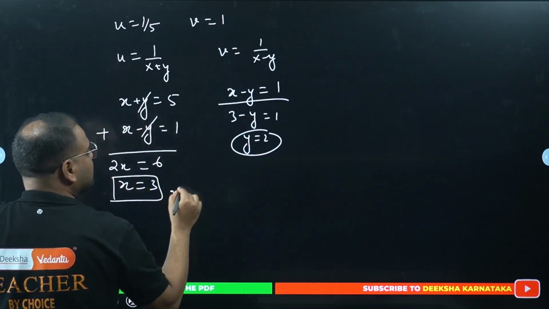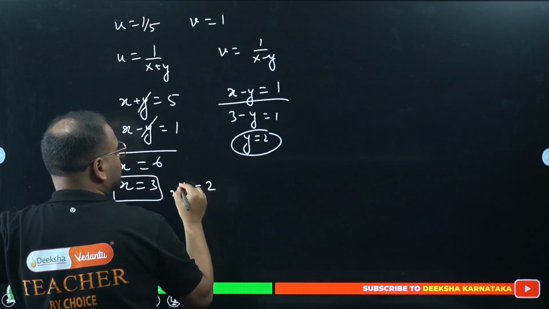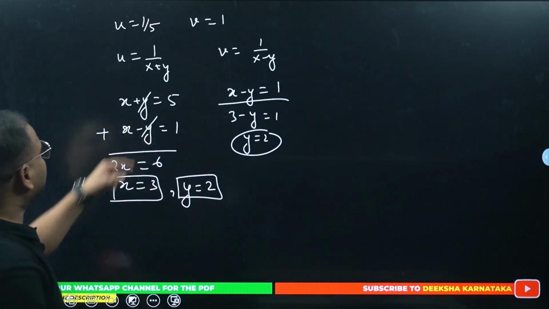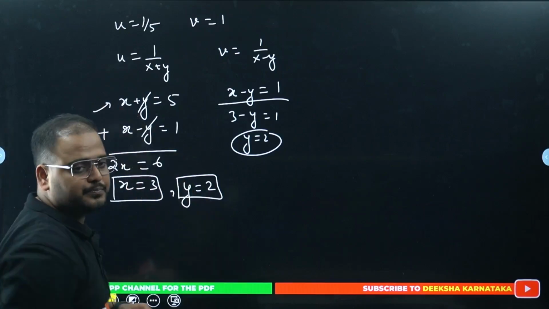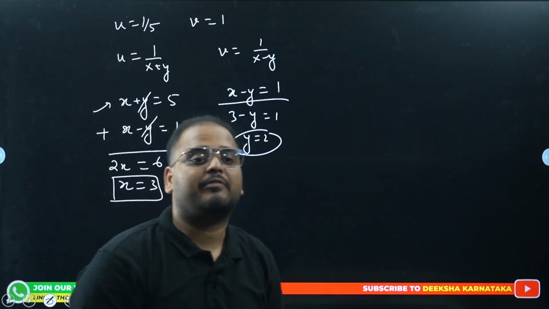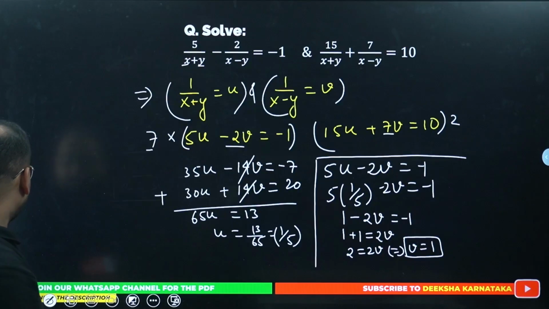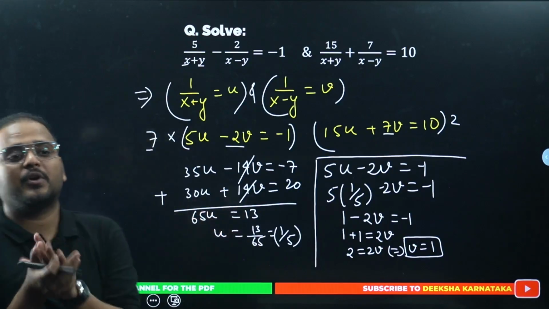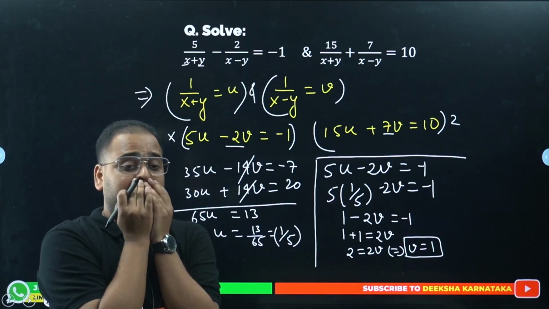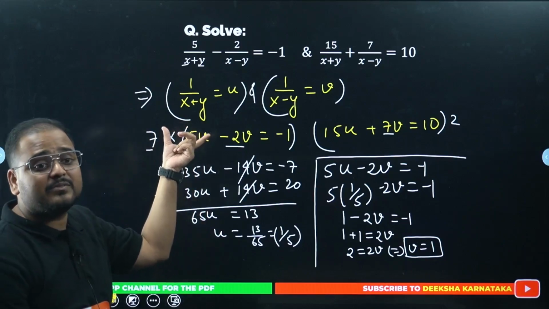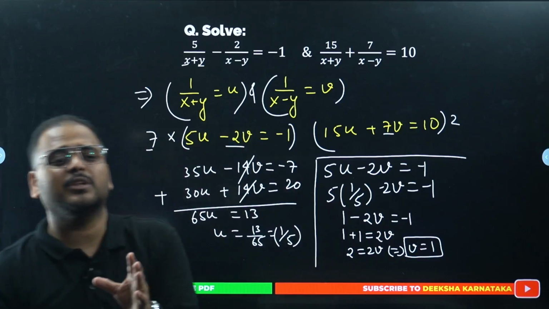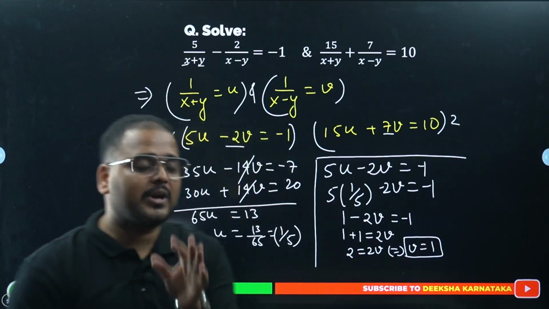So what is my answer? x is 3 and y is 2. 3 plus 2 is 5. Check, it validates this one also. 3 plus 2 equals 5. So it is a difficult question that looks very complicated in calculation, but actually very simple because we made an assumption, a substitution of 1 by x plus y as u and v. You can take s, t, p, q, any variable you would like. Your choice, anything you can take.